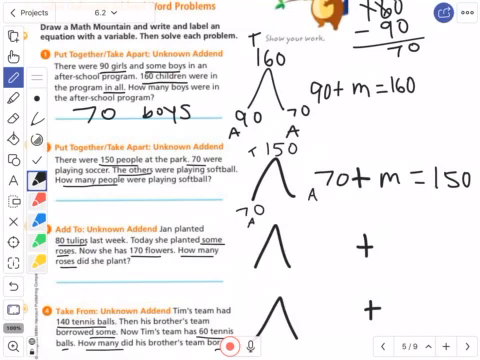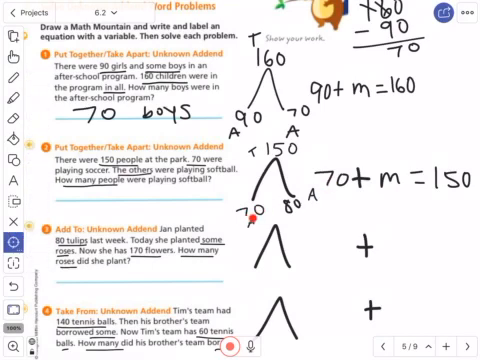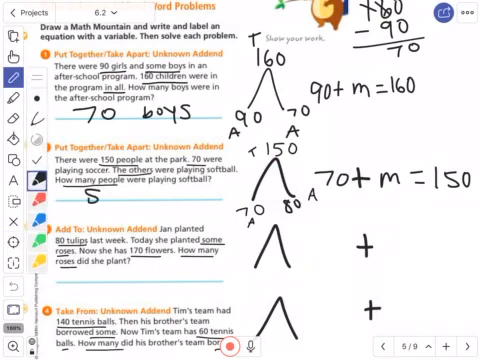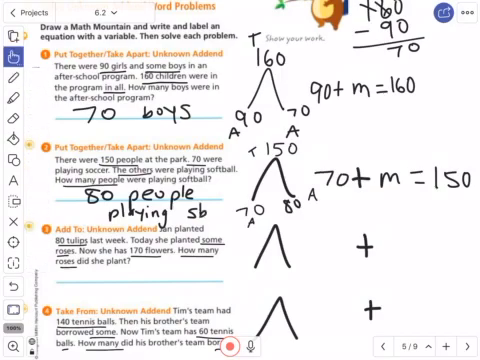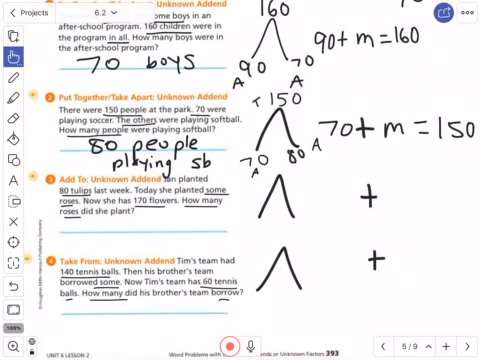Well, I know that 70 plus 80 equals 150. I could always think 7 plus 8 equals 15. So my answer then is 80 people. And I can write playing. I'm just going to write SB for short. Cool. Okay. Now we're going to go to number 3.